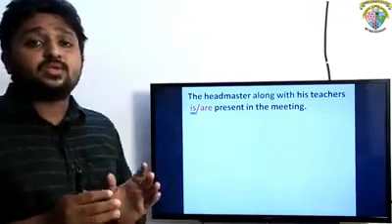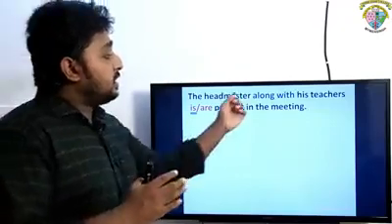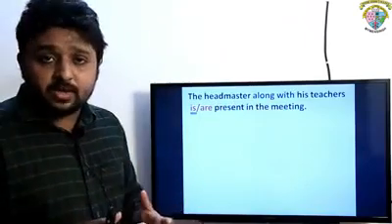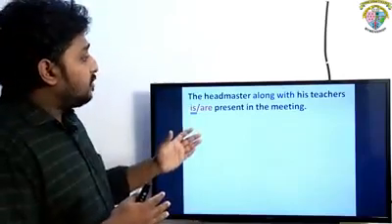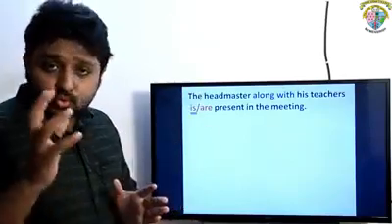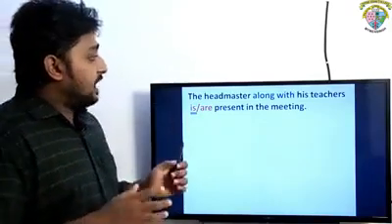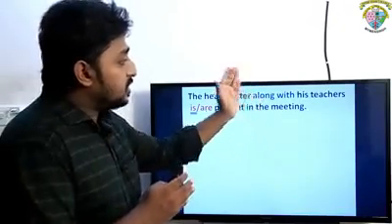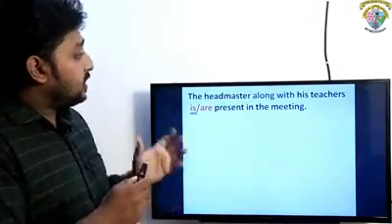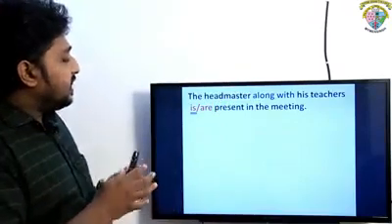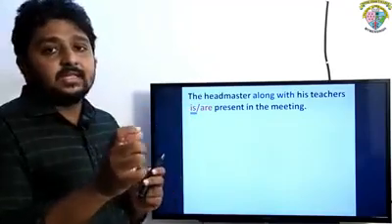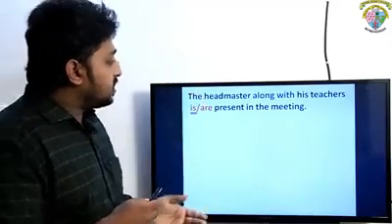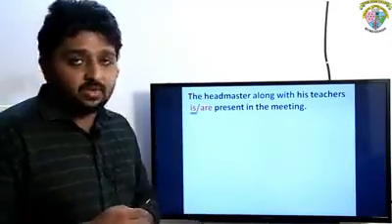The reason is that when two subjects are connected with a conjunctive phrase like along with, as well as, accompanied by, accompanied with, that time we have to select the first subject to take the correct verb. So once again I want to repeat, if you see two subjects connected with this sort of conjunctive phrase, then you have to choose the first one to take the correct verb. Here we see the headmaster is a singular subject and it is going to receive the singular verb is.